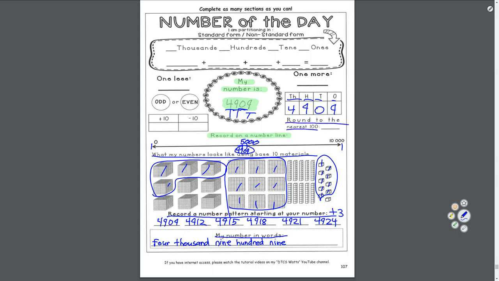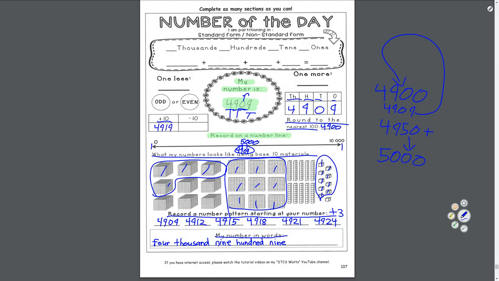Round to the nearest hundred. We can either go down to 4,900 or up to 5,000. If your number is 4,950 or greater, you're going to go up. Our number is less than that, 4,909. So we're going down to 4,900. Plus 10. The ones place will go up by 1.